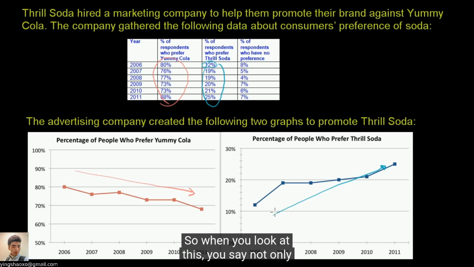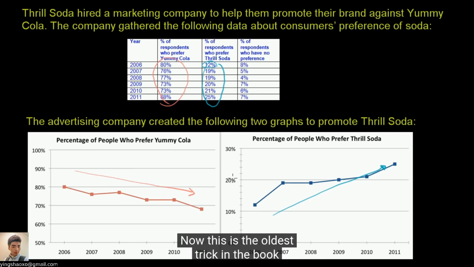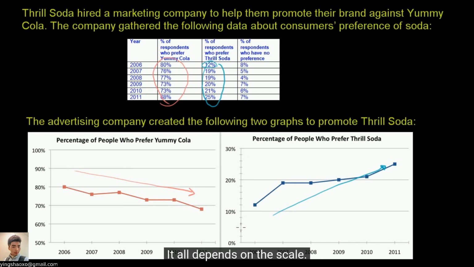So when you look at this, you say not only is there an increasing trend of people who prefer Thrill Soda, but the way they set up the scale, it looks like the trend is above. The human brain is tempted to compare these. Say, look, not only is this an increasing trend, but it's above this trend right over here. Even in 2006, this data point looks higher than these data points right over here. But the reality is that it's only because the scale is distorted. And this is the oldest trick in the book when plotting line graphs. It all depends on the scale.